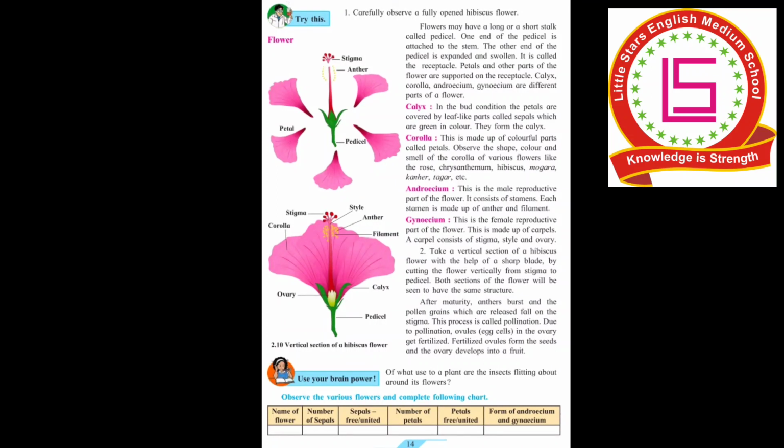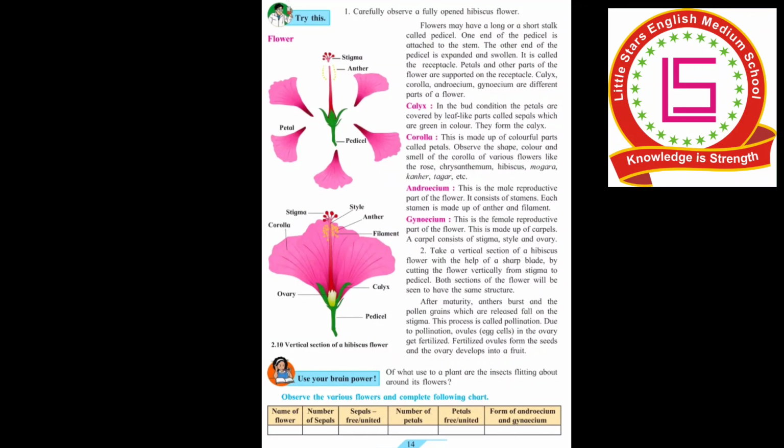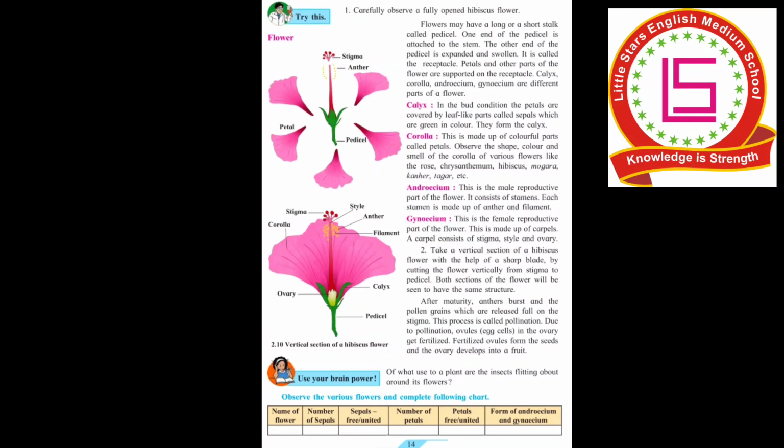You can relate it. Second, take a vertical section of the hibiscus flower with the help of a sharp blade. By cutting the flower vertically from stigma to pedicel, both sections of the flower will be seen to have the same structure. Now this you don't have to do, but it is just an example given that whenever you cut the hibiscus flower straight in two equal parts, both the sections have the same structure.